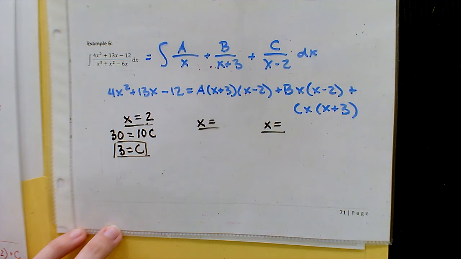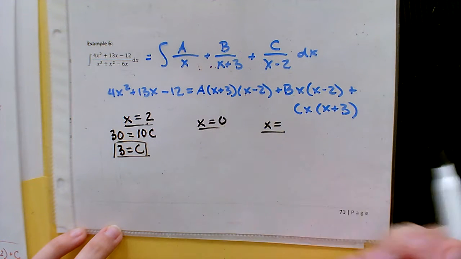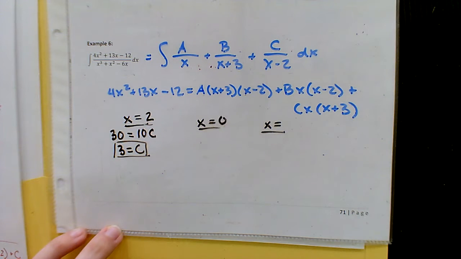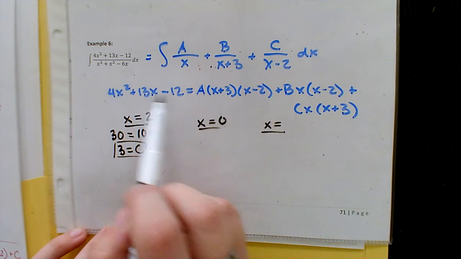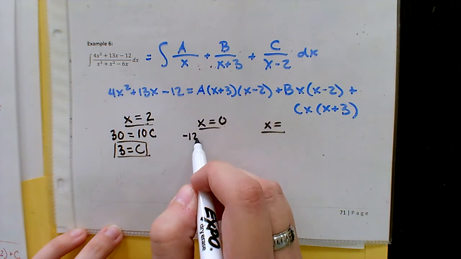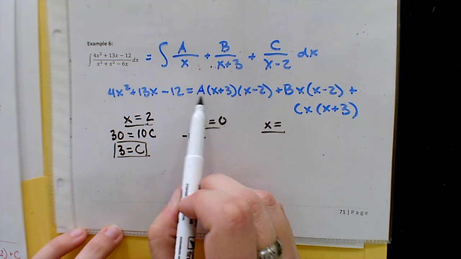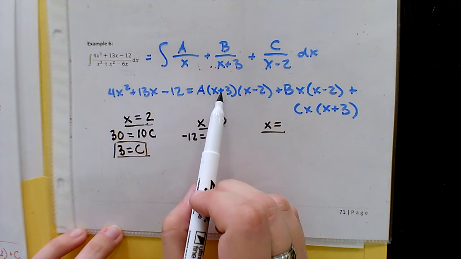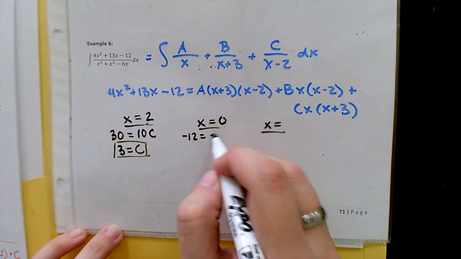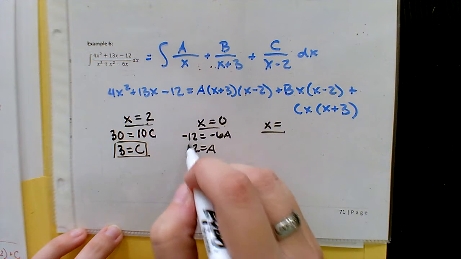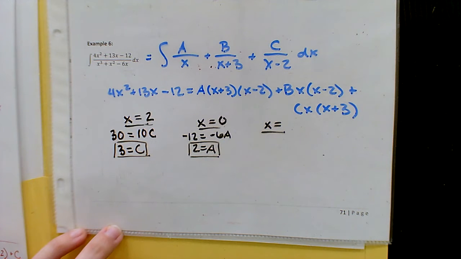Can we pick another strategic x value? 0. Okay, so that would get rid of B and C because it has those individual x's. If we plug in 0 on the left-hand side, we'll get negative 12. Plug in 0 for the A term, we'll have 3 times negative 2, which is a negative 6. So it looks like A is 2.